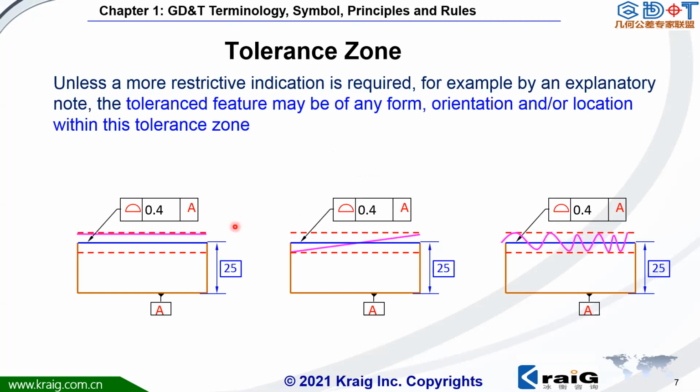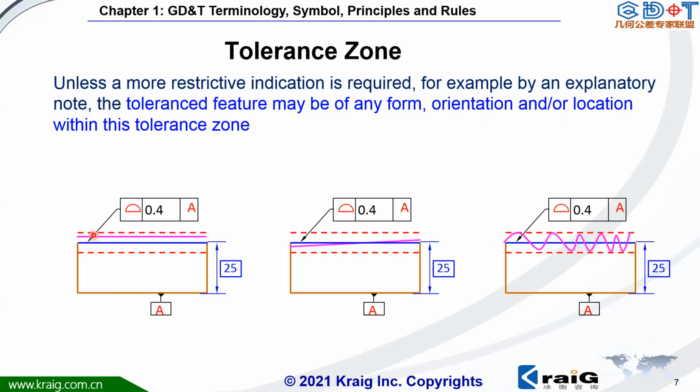Tolerance zone means as long as the tolerance feature is within this space, then this feature meets the requirements of this geometric tolerance. Within the tolerance zone, the tolerance feature could be of any form, orientation, or location as long as it's within the tolerance zone.